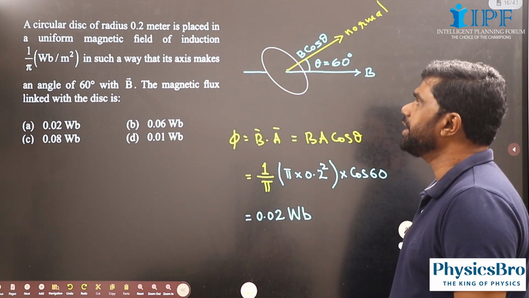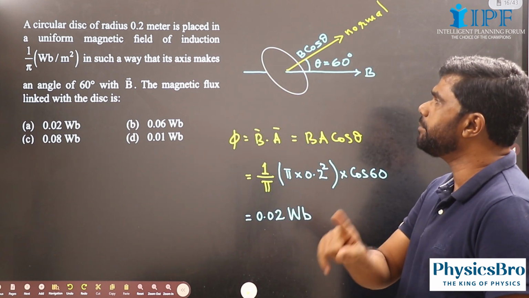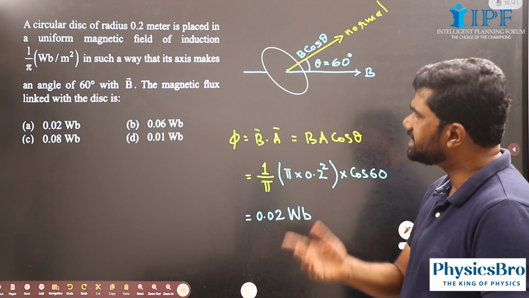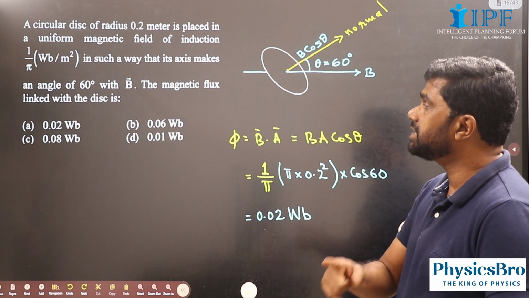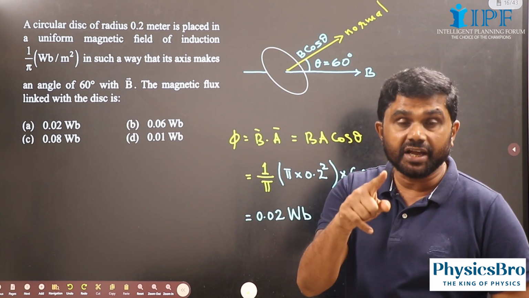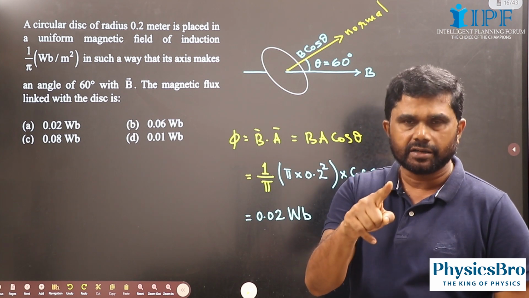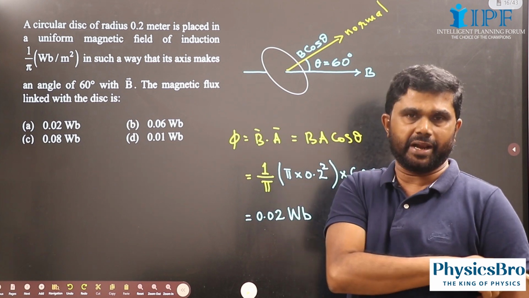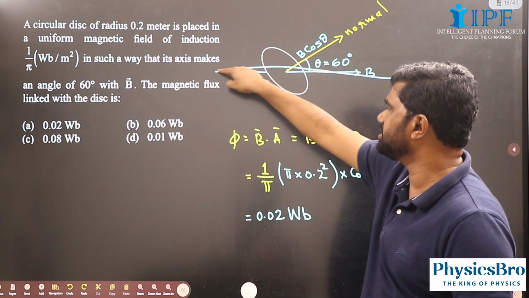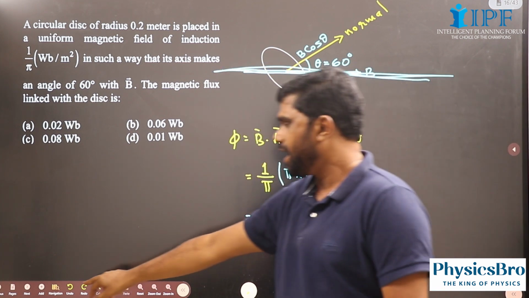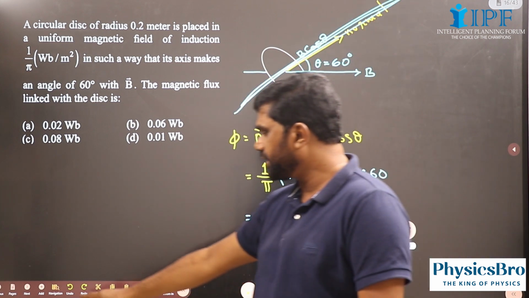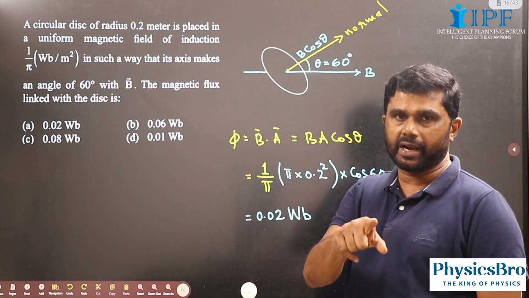A circular disc of radius 0.2 meter is placed in a uniform magnetic field of induction 1 by pi Weber per meter square in such a way that its axis makes an angle 60 degree with the magnetic field. The magnetic field linked with an area is the magnetic field along its normal. Here, this is the direction of the magnetic field, and our area's normal is along this direction. So we have to get the magnetic field along the normal.